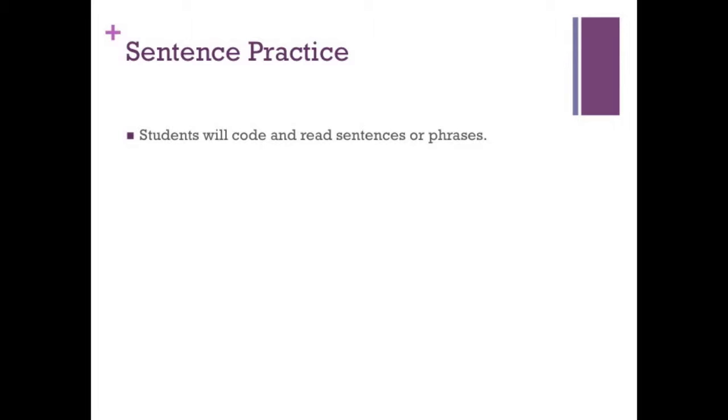For instance, vowels in a closed syllable will be coded with a breve. Vowels in an open accented syllable will be coded with a macron. Any letter clusters or digraphs will be underlined. Then the students read the sentences completely after the coding.